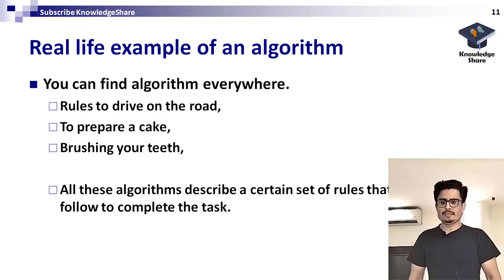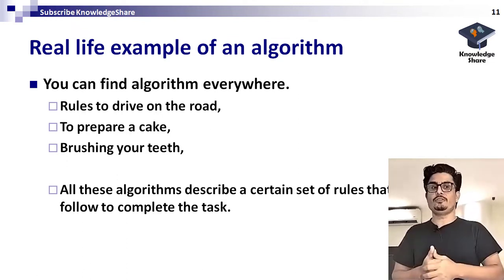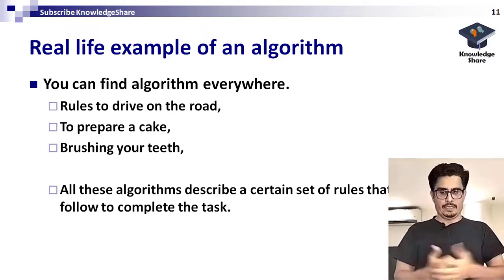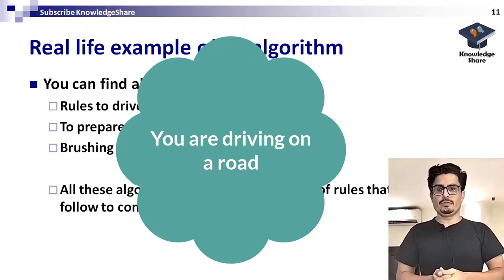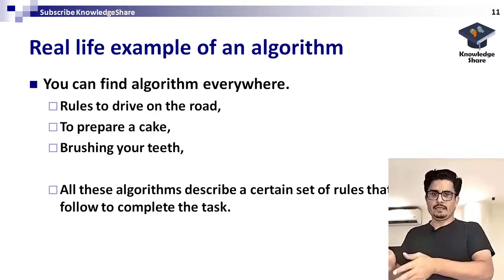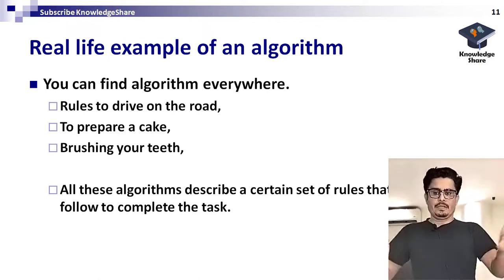So I will discuss some real life examples of using your human intelligence to process a problem in your life and provide a solution for that. For example, you want to drive on a road. There are some rules for that. You follow those rules and successfully travel from place A to place B. So it's a kind of algorithm.